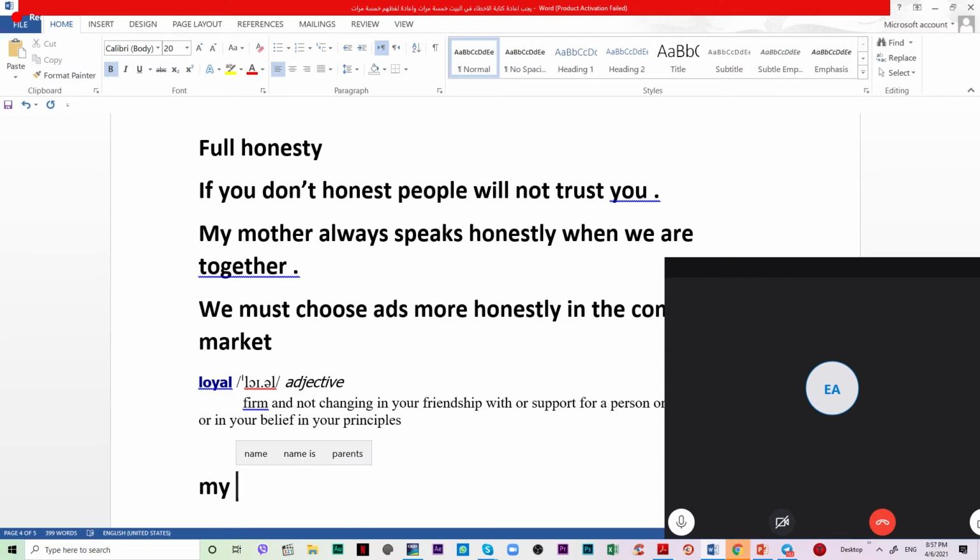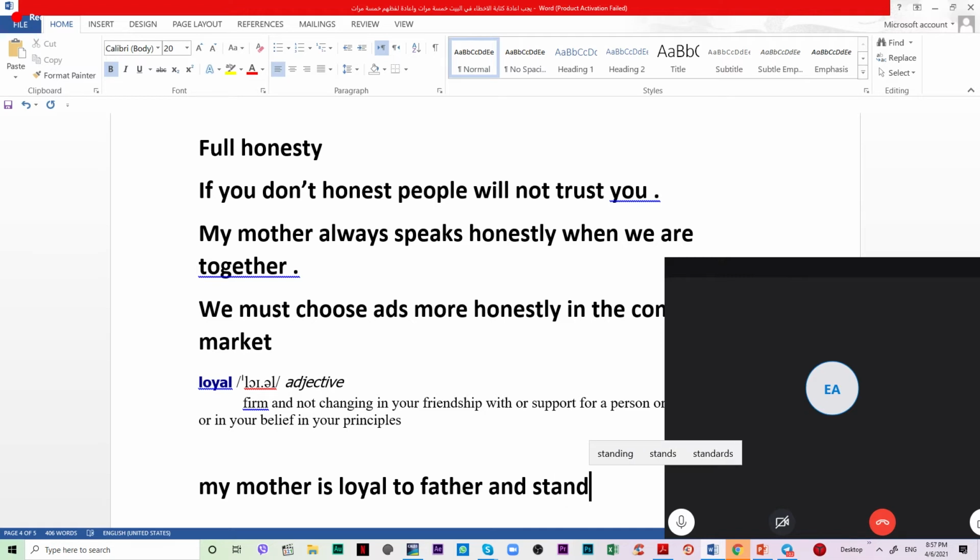طبعا دائما صفات الشخص يقف قبلها is or am. Okay, فهي صفة, يقف قبلها is or am. My mother is loyal, هي وفية أو مخلصة. Loyal to my father, إلى أبي, and stands, وتقف, stands with him.